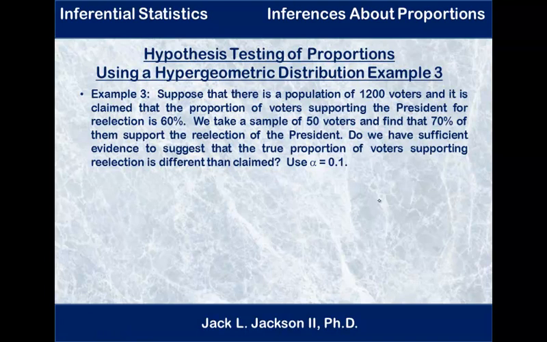One more example. Suppose there's a population of 1,200 voters, and it's claimed that the proportion of voters supporting the president for re-election is 60%. We take a sample of 50 voters and we find that 70% of them support the re-election of the president. Now we're going to assume the voters that we sampled are a nice random representative selection. Do we have sufficient evidence to suggest that the true proportion of voters supporting the re-election is different than claimed? And we're going to use an alpha level of 0.1 for this test.